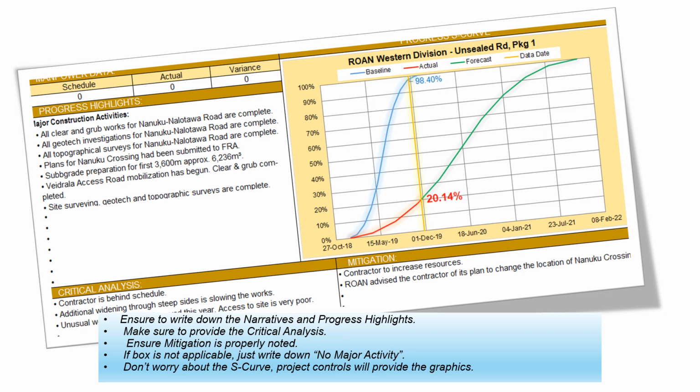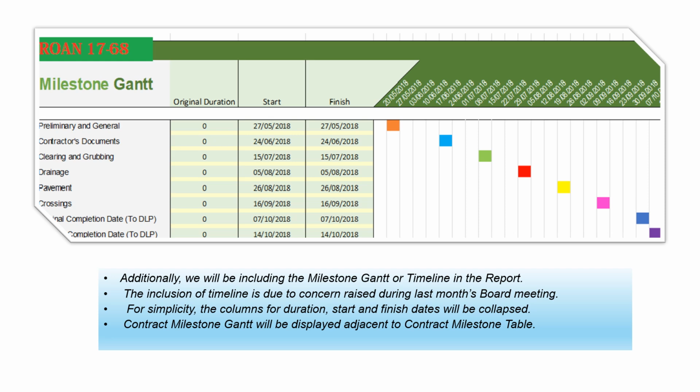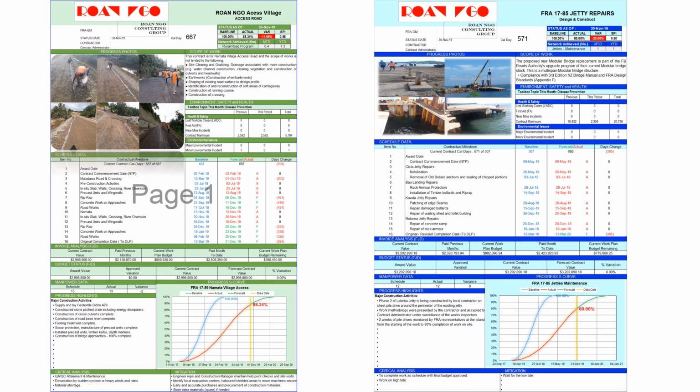Okay. The project controls will provide the graphics and the S-curve. Milestone Gantt. Additionally, we will be including the milestone Gantt or timeline report. For simplicity, the columns for duration, start and finish dates will be collapsed. The project milestone Gantt chart will be displayed adjacent to the contract milestone table.